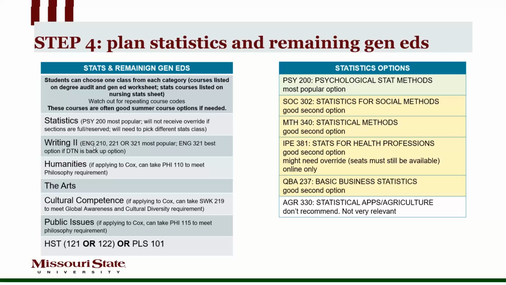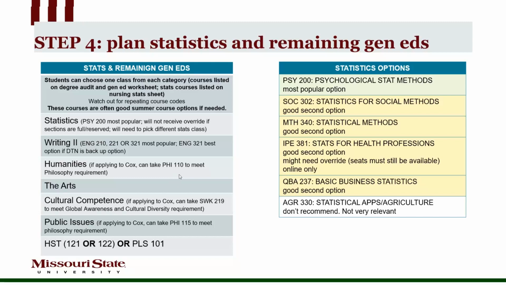Writing 2, most nursing students take 210, 221, or 321. 321 is technical writing, so it's less essays and more brochures, handouts, that kind of thing. However, you have to have at least 45 credit hours completed to take 321. So a lot of students take 210 or 221 because they can take it after they've completed 30 credit hours. So it's easier, you can fit this in earlier than 321.